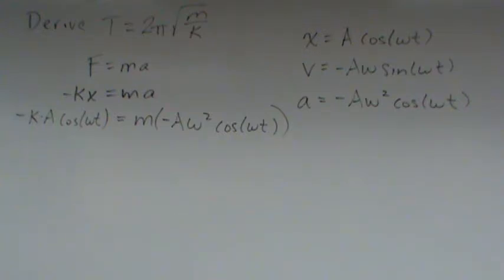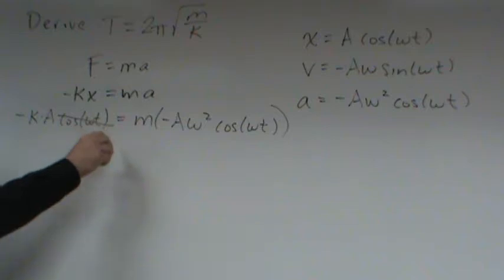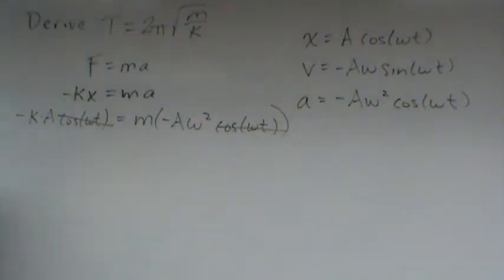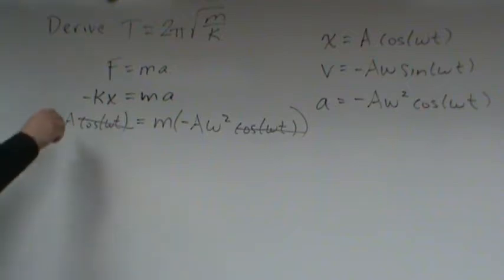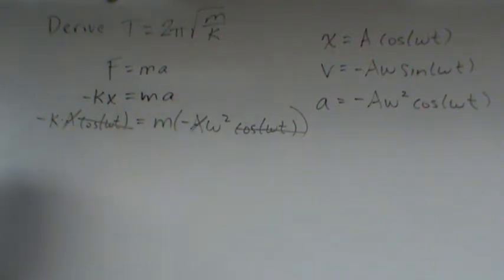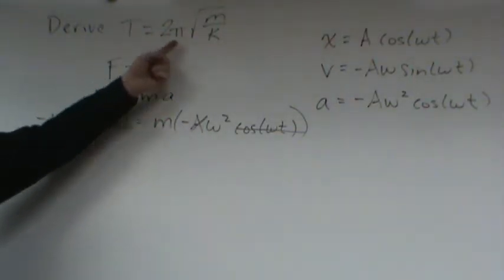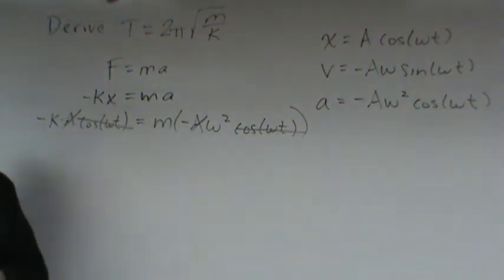What's the first thing you notice cancels? Good, the cosine of omega t's cancel. What else cancels? Thank you very much, Fatima. The A's. In fact, do you notice period doesn't depend on amplitude?